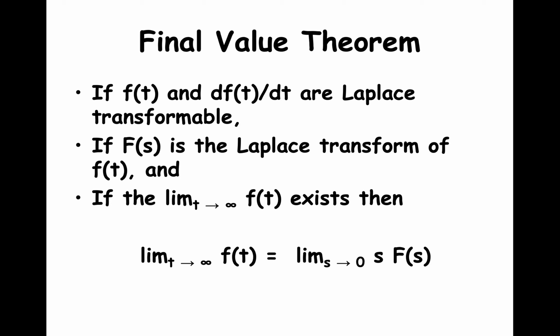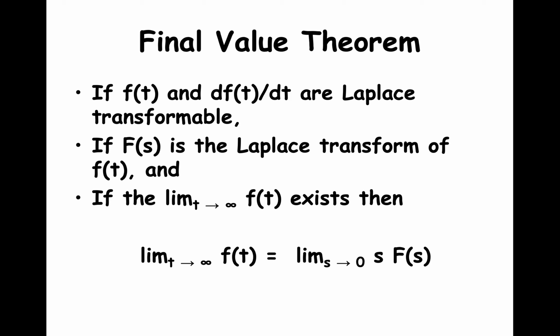To be able to use the final value theorem, both the time-dependent function and the first derivative must be Laplace transformable. If those conditions are met and the limit of f(t) exists as t approaches infinity, then we can find the limit of f(t) by multiplying the Laplace domain function F(s) by s and taking the limit as s approaches 0.